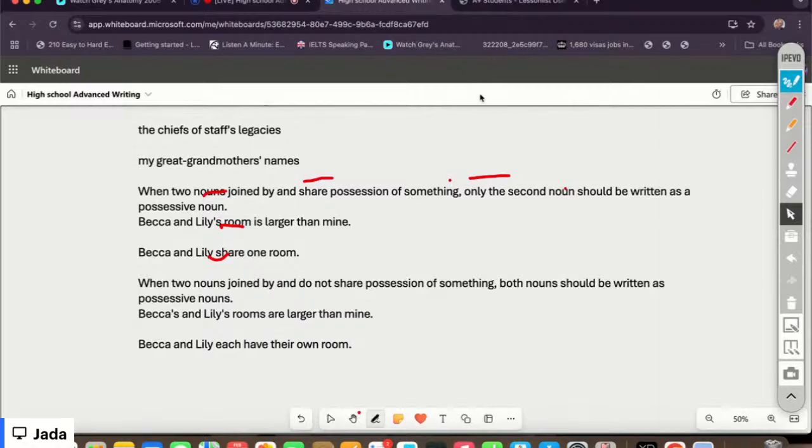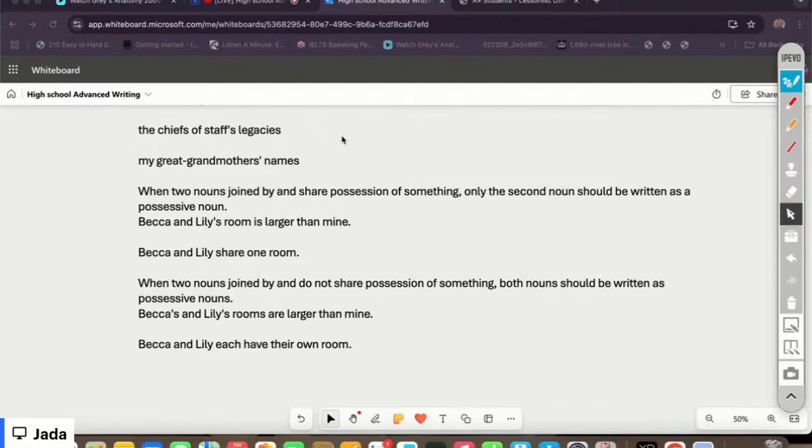All right, so moving on. When two nouns are joined by and share possession of something, only the second noun should be written as a possessive noun. So if the two nouns are joined together, like Becca and Lily's, it's only the last part that will have the possession. So Becca and Lily's room is larger than mine, as Becca and Lily share one room.